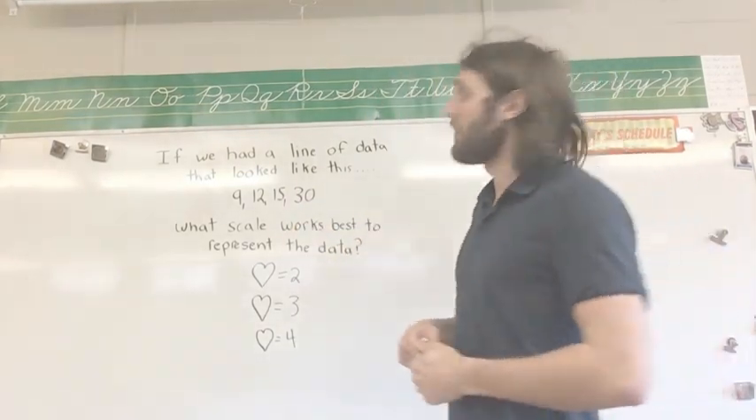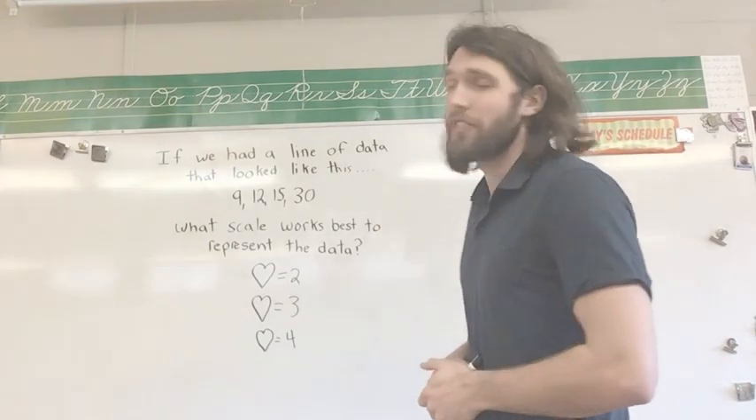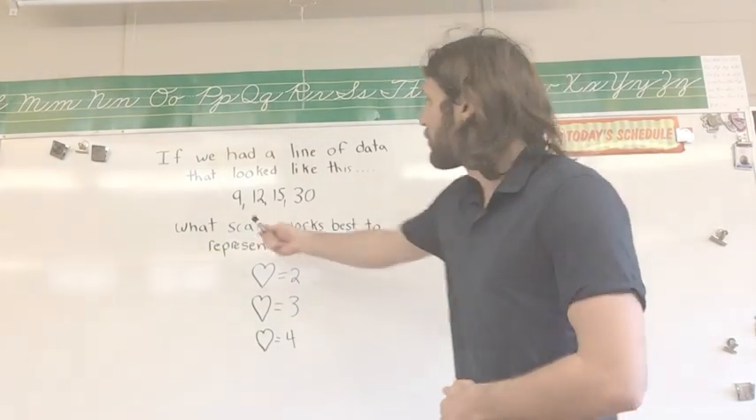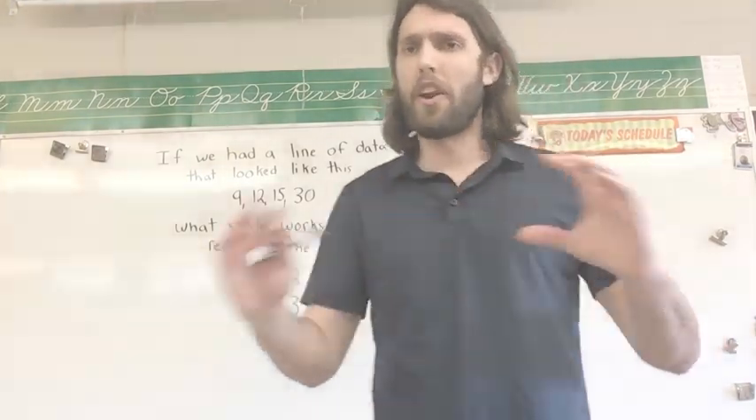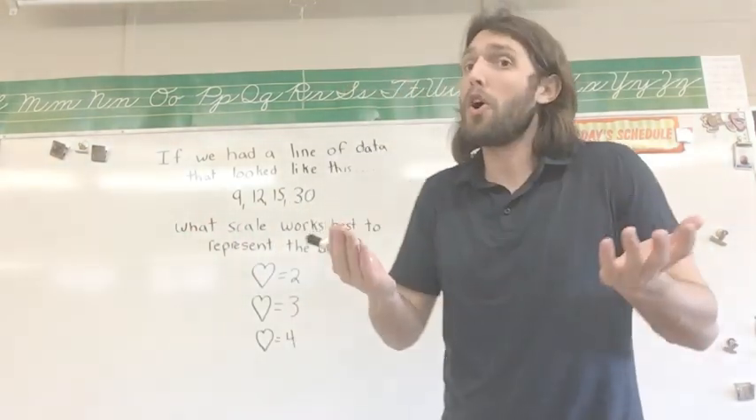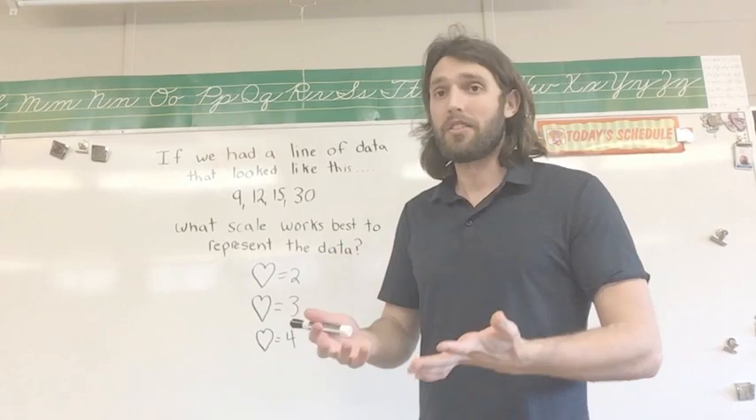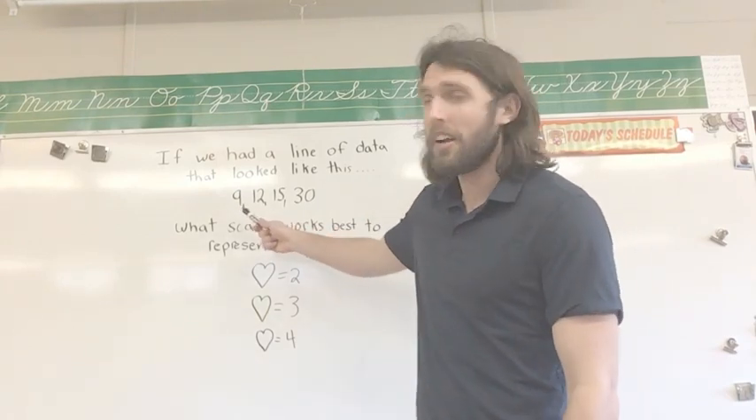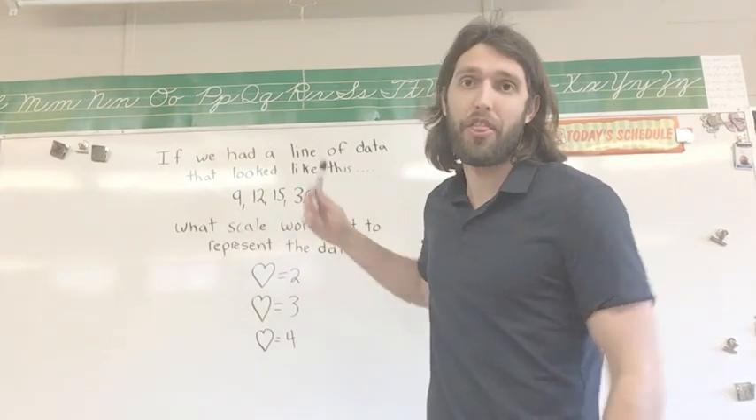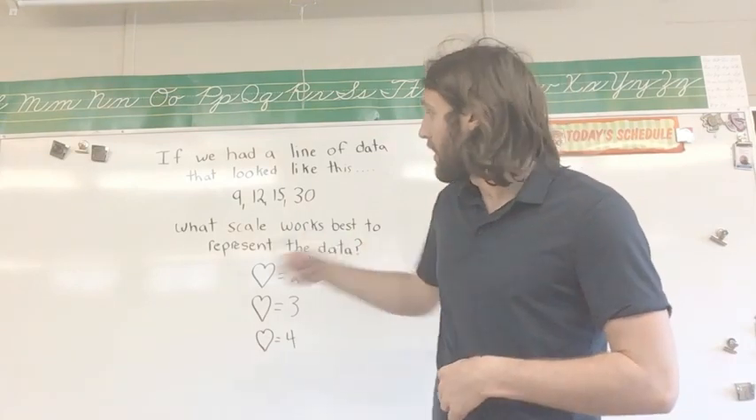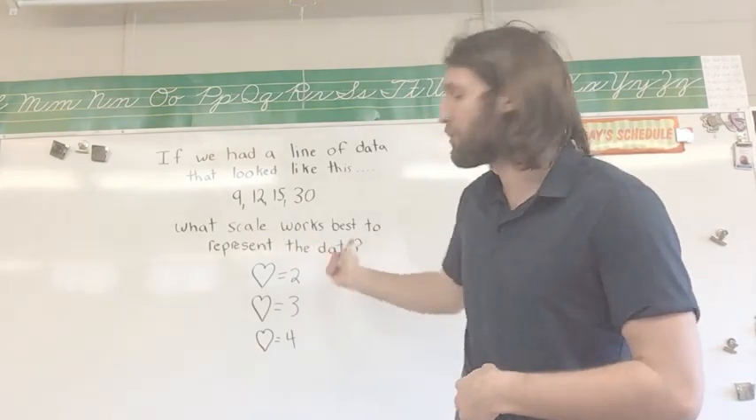So, let's read this together. If we had a line of data that looked like this, so we have a line of data, right? So a line of numbers of information, right? We don't know what the information is. We just know that there are numbers and they're going to tell us something. So the numbers are 9, 12, 15, and 30. All right? So they're asking what scale works best to represent the data.